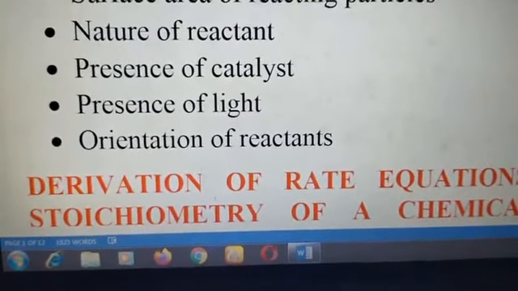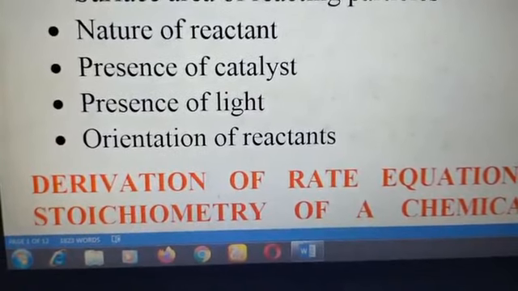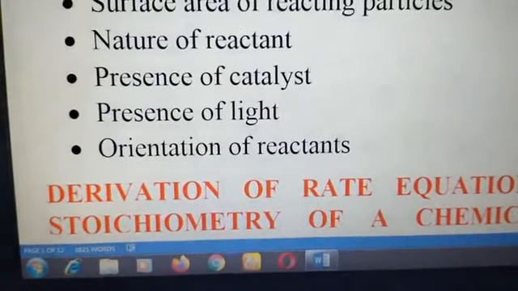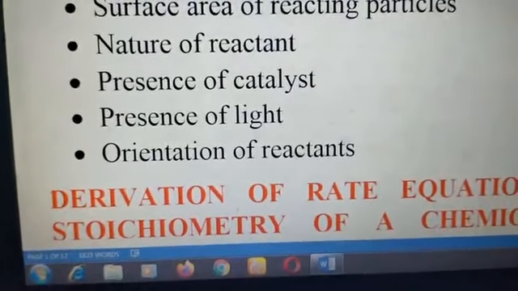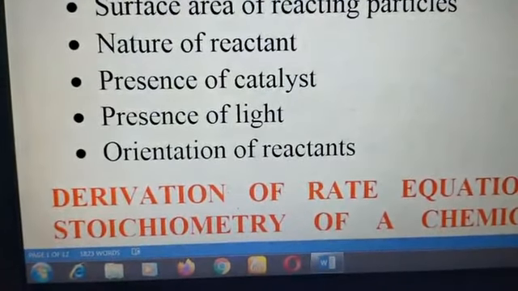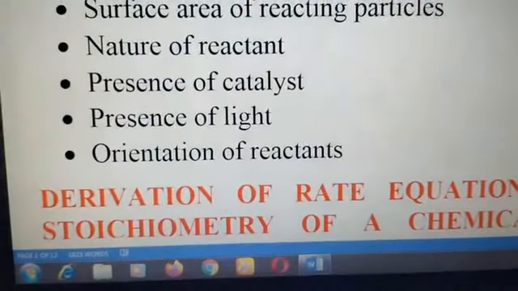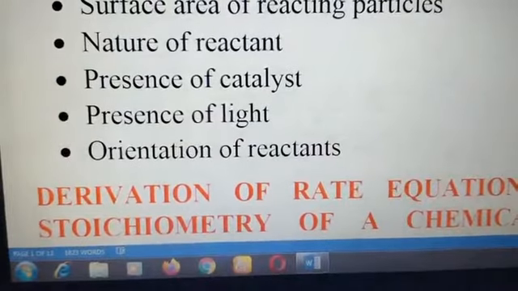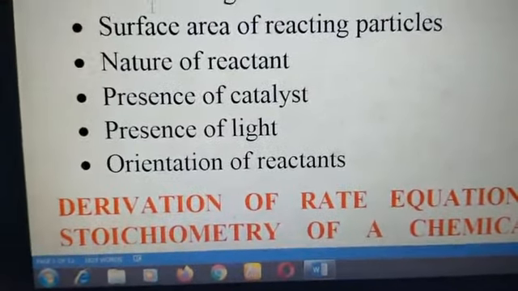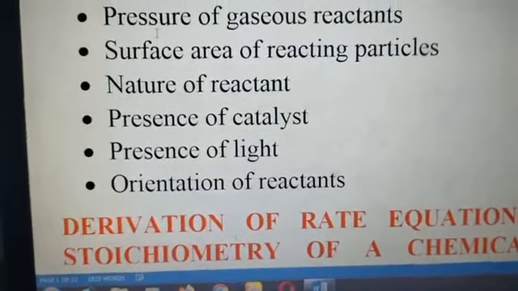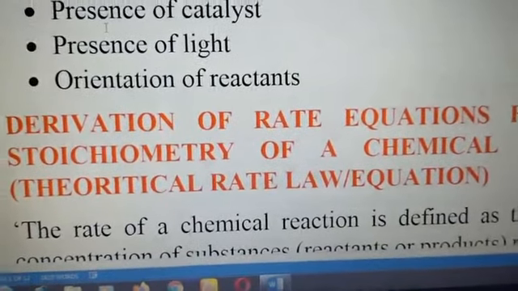The next is orientation of reactants. The orientation of reactants refers to the way reactants are positioned before collision. So orientation matters. If the reactant molecules have correct orientation, collision will become effective. But if they have a wrong orientation, collision will become ineffective. So only effective collision leads to reaction, while ineffective collision does not lead to chemical reaction.